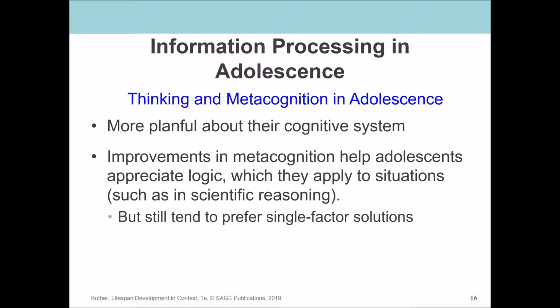Improvements in metacognition help adolescents appreciate logic, and they're able to apply it to particular situations like scientific reasoning. They still prefer single-factor solutions, and they don't develop complex reasoning to consider multiple influences at once until early adulthood, and that we had talked about briefly at the end of last chapter.